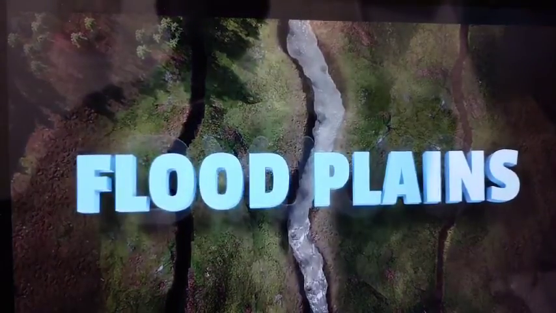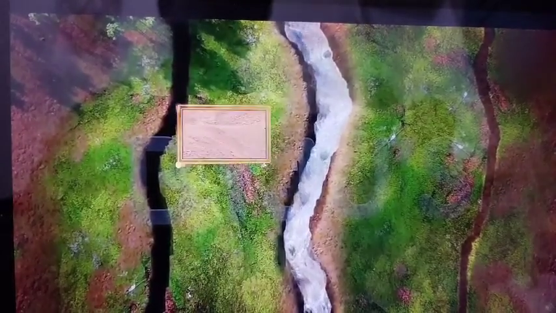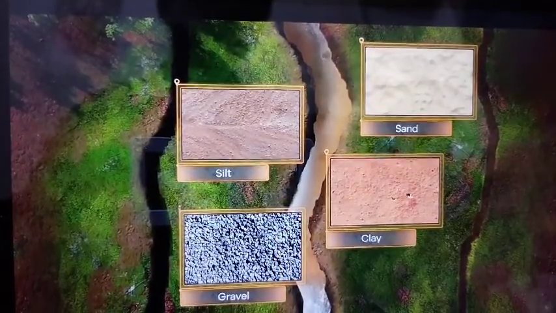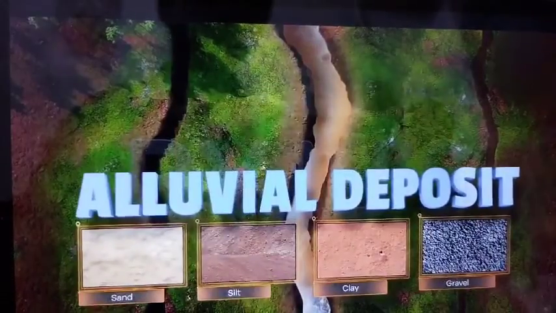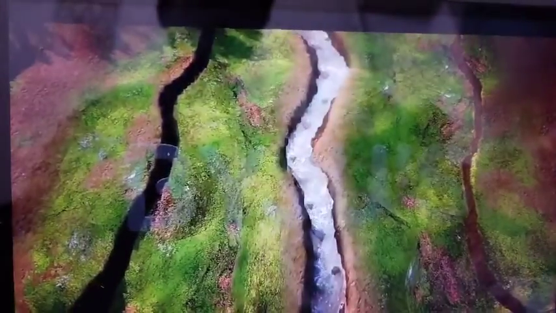Next are the Bhangar and the Khadar regions. The Bhangar and Khadar regions both lie in the floodplains. Wait, but what are floodplains? Well, we know that rivers coming down from mountains bring sediments like silt, sand, clay, and gravel along with them. These are called alluvial deposits. The rivers flood almost every year and deposit all the sediments in the plain region, making the plains fertile.